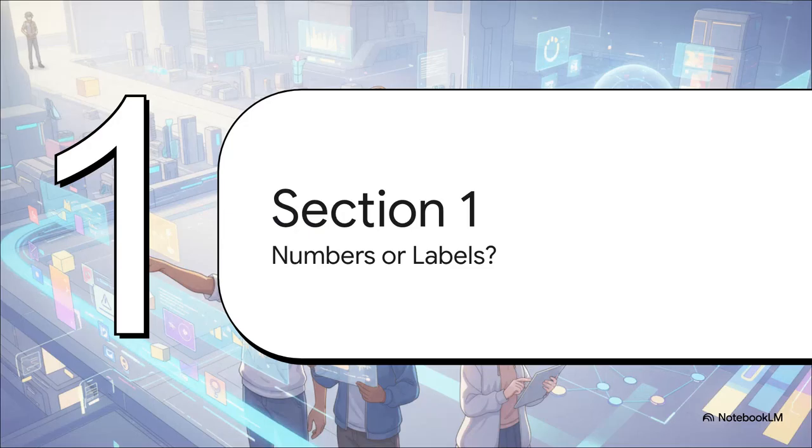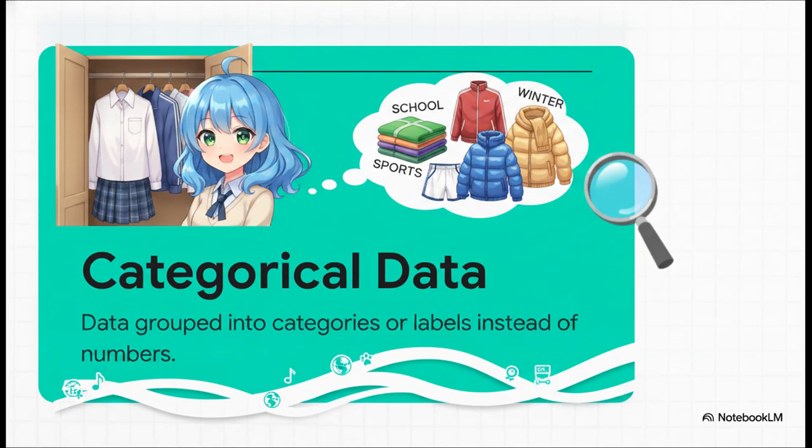Section 1. Numbers or labels. So, imagine you're organizing a massive box of colored crayons. And then, imagine you're keeping score at a football match. You definitely wouldn't use the same method for both, right? Well, first up, we have categorical data. This is data grouped into categories, or labels, instead of numbers. Think about sorting your bedroom wardrobe into school uniforms and sports clothes. Whenever you sort things into groups using words, you're using categorical data.